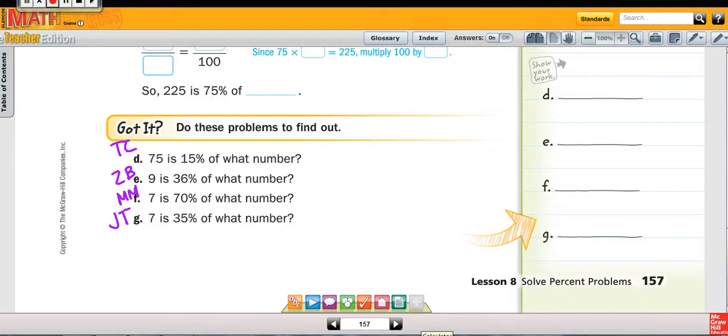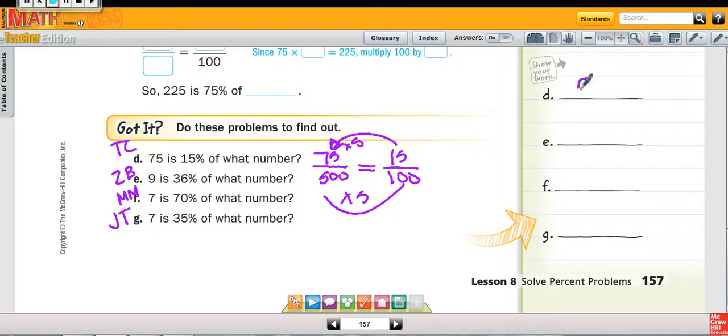All right, Tori is going to show us, grab the pen on the end, the letter D. Okay. So I did 15% out of 100. And then 75 was the part because 75 is 15%. So I did 15 times 5 to get to 75. So then I did 100 times 5 and got 500. How many agree with Tori on letter D? You got 500. Very good.